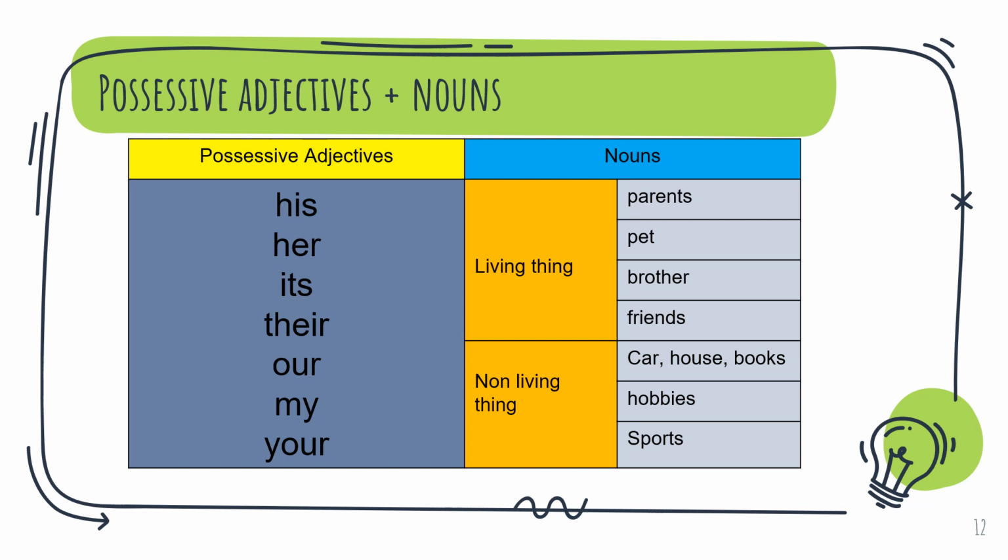For example, nouns. We can categorize nouns into two types. One is living thing, another one is non-living thing. For living things, you can see here parents, pet, brother, friends. For non-living things: car, house, books, hobbies, sports. Non-living thing maksudnya benda bukan hidup. You can use possessive adjectives for living and non-living things.